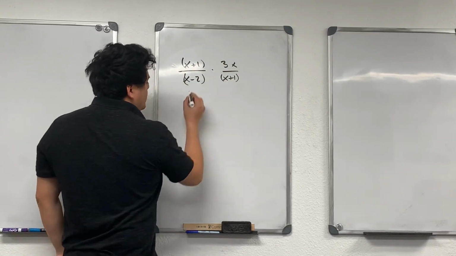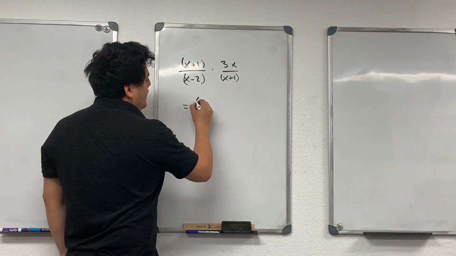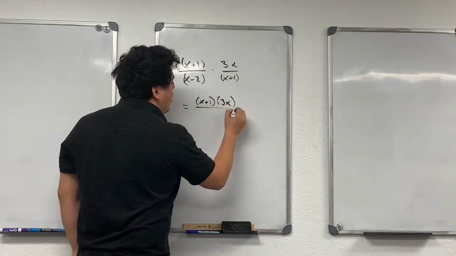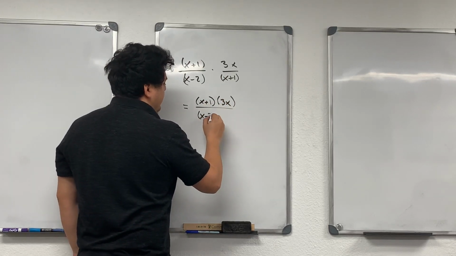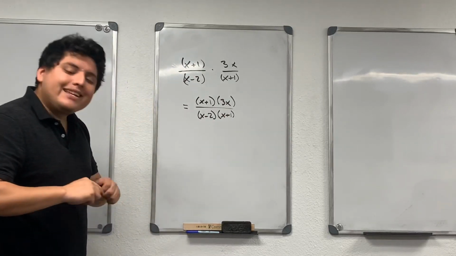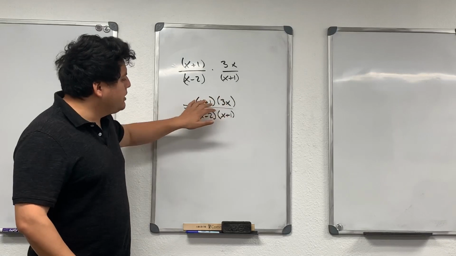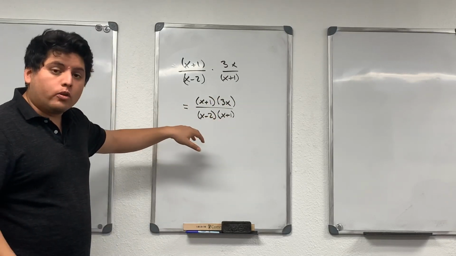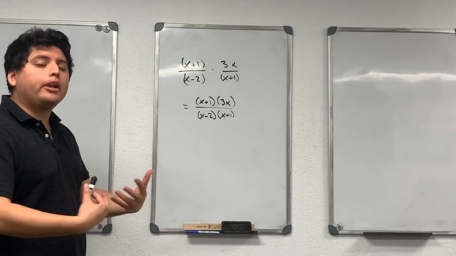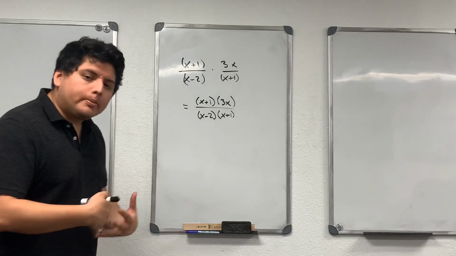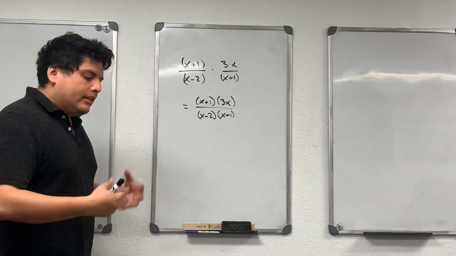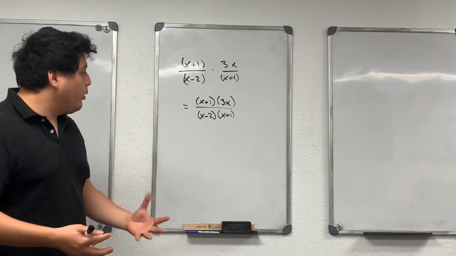Numerator times numerator, denominator times denominator. Therefore, when I multiply these two guys out, I end up with x plus 1 times 3x over x minus 2 times x plus 1. Now, I did not multiply these two guys across or FOIL or distribute because I want to point out something. Whenever you're multiplying fractions, you still want to see if you can get that fraction into its lowest terms.